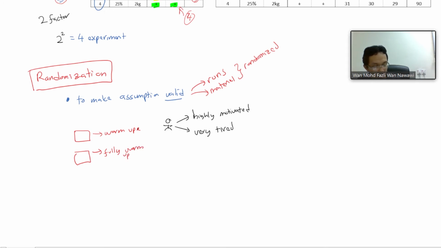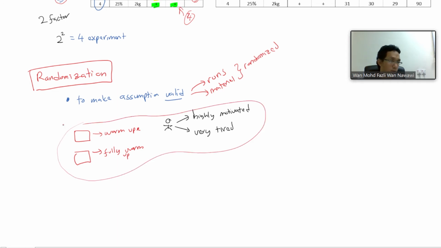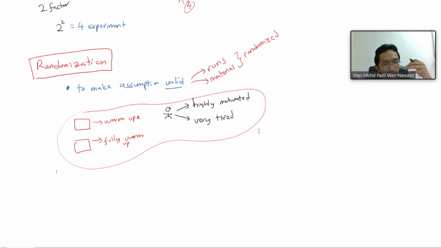So when you do randomization, you sort of average out this problem. For example, it will randomize all this thing. I'll give you an example. Let's say you want to test the hardness of a specimen. Let's say you have this sword, and you want to test the hardness of this sword.